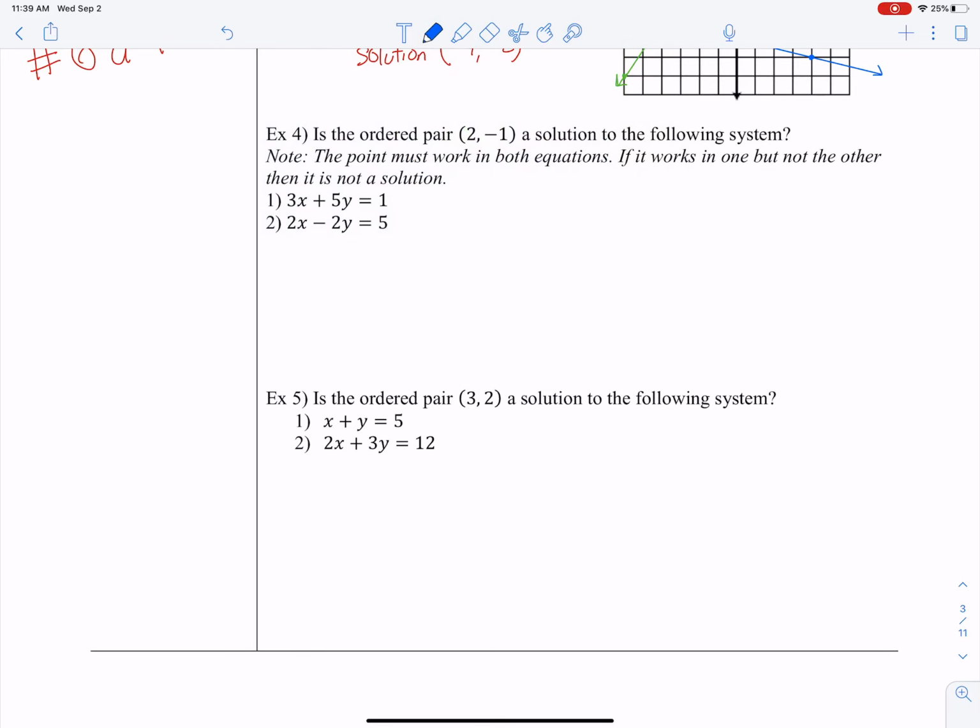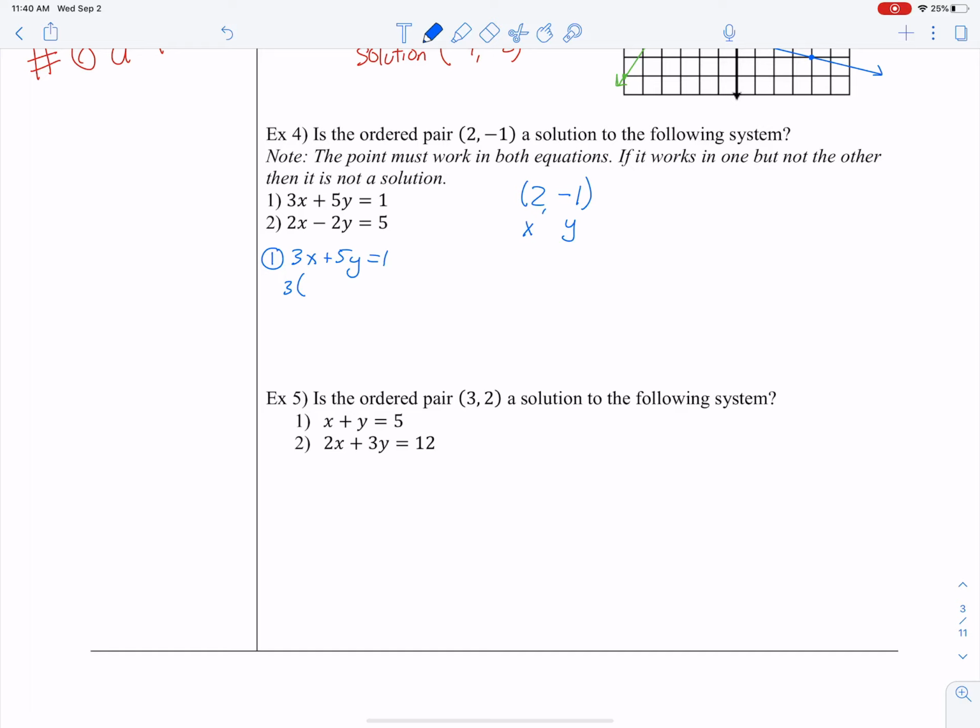We're going to start with our equation 1, 3x plus 5y is equal to 1. And here's our point. I'll rewrite our point here. It's (2, -1). We always have our x first, so that's our x, and that's our y. Then we take this x and put it in where the x goes, and take the y and put it in where the y goes. And we're going to see if this side of the equals and this side of the equals are the same. So let's try it out.